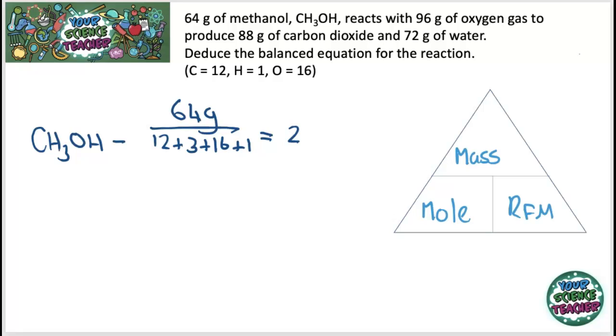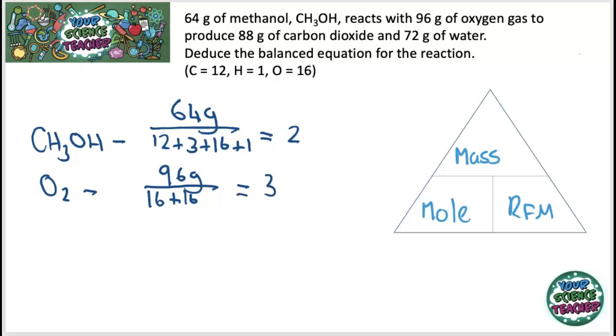Then I also have oxygen, and oxygen has the molecular formula O2, and we've got 96 grams of oxygen, and oxygen has a relative atomic mass of 16, and there's 2 of them, 16 plus 16. So it's going to be 96 divided by 32, and off the top of my head, that equals 3.